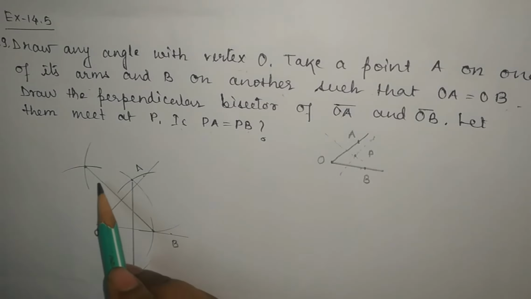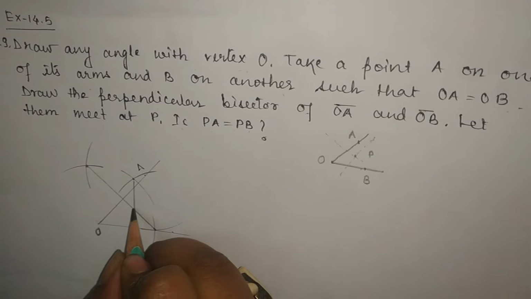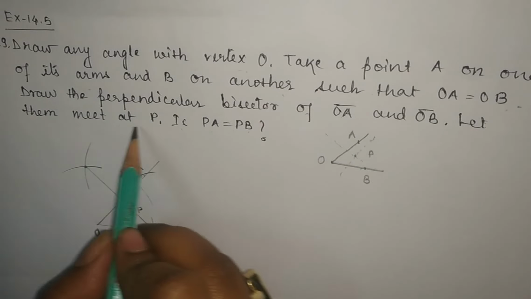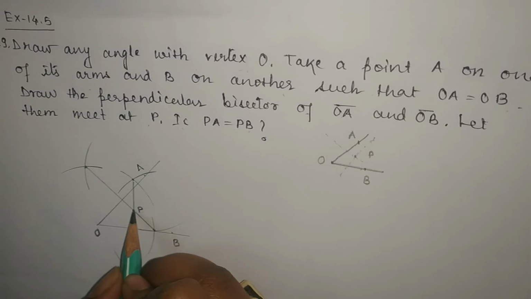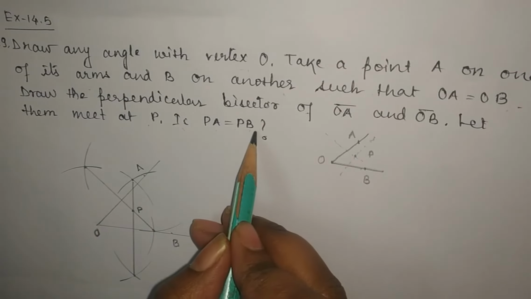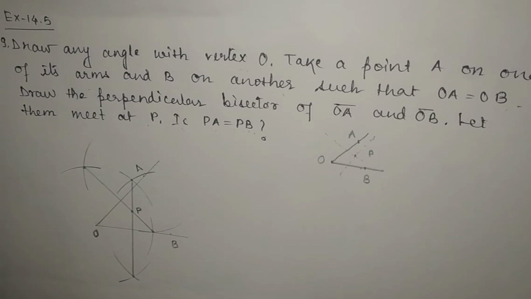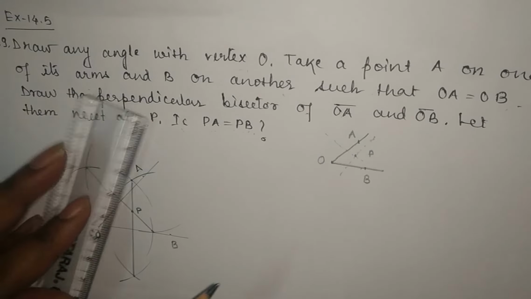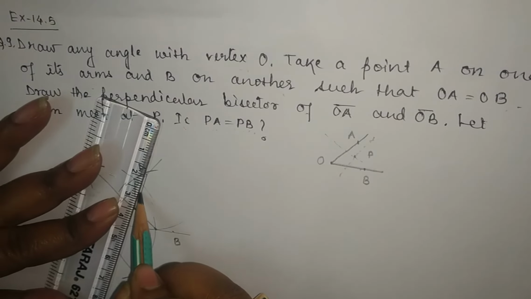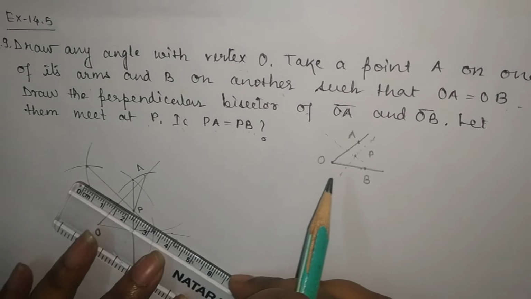Now see, these two perpendiculars meet at point P, because it is said that let them meet at point P, so we have taken point P. Now is PA equal to PB? For this we will have to join PA and PB. So we will join PA and PB.